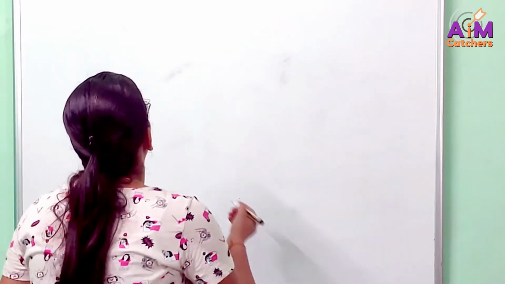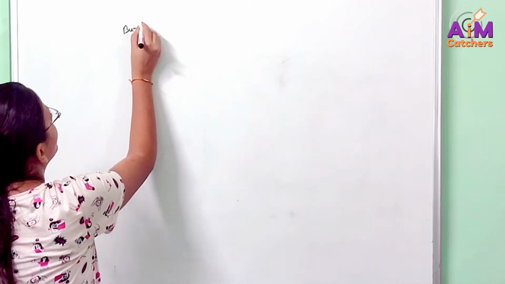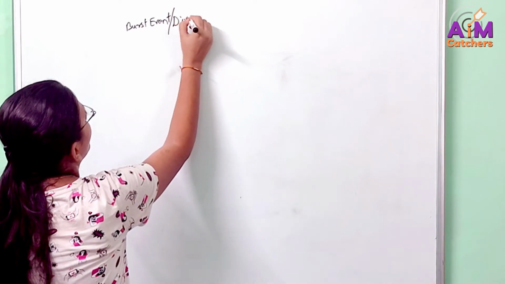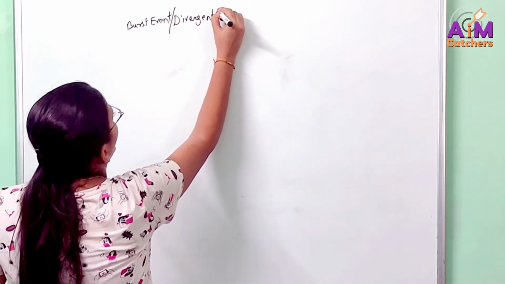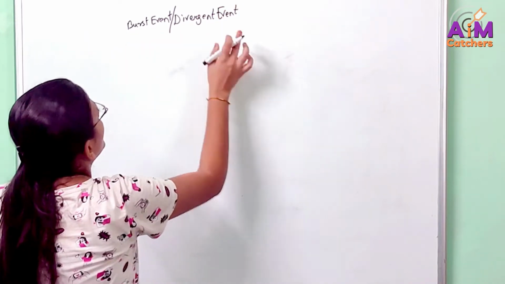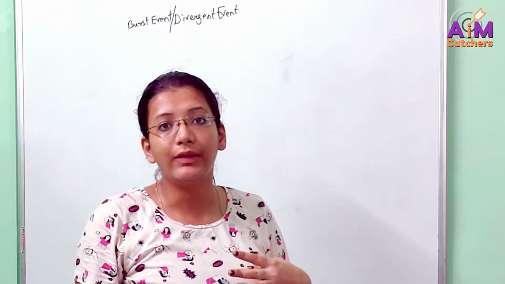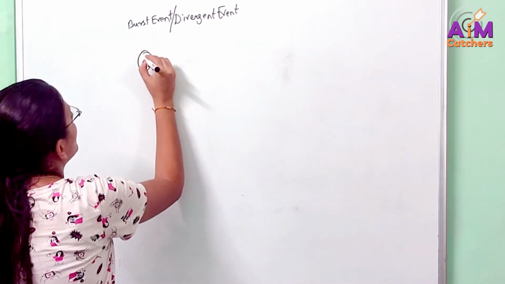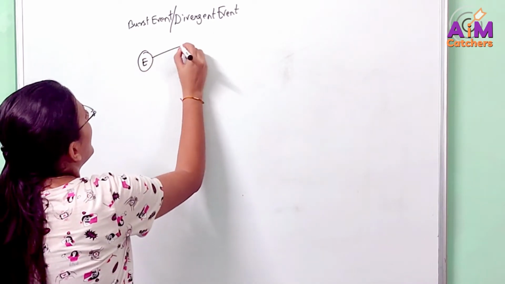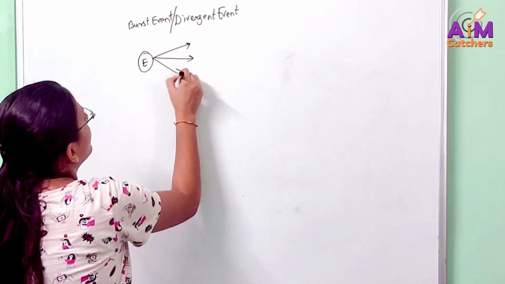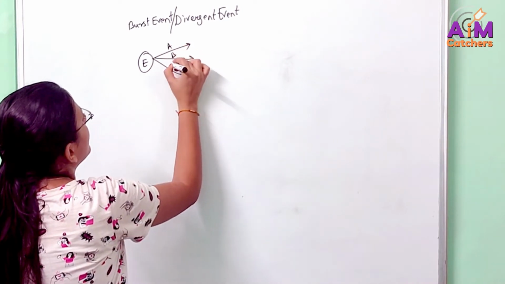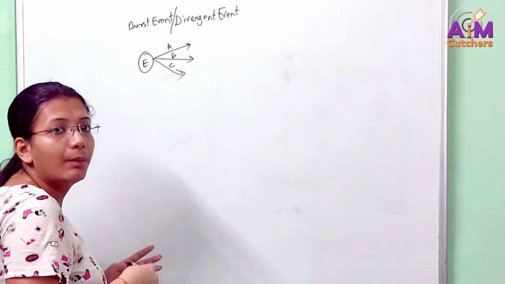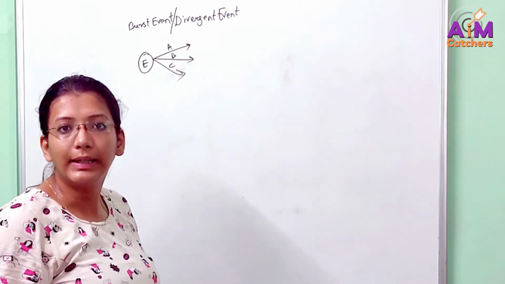In the burst events, say burst event, also called a divergent event. In this event, you will have multiple activities coming out of a single event. Say, this is an event, event E. Here we will have multiple activities coming out of it: activity A, activity B, activity C. This is the burst event or the divergent event, where multiple activities come out of a single event.